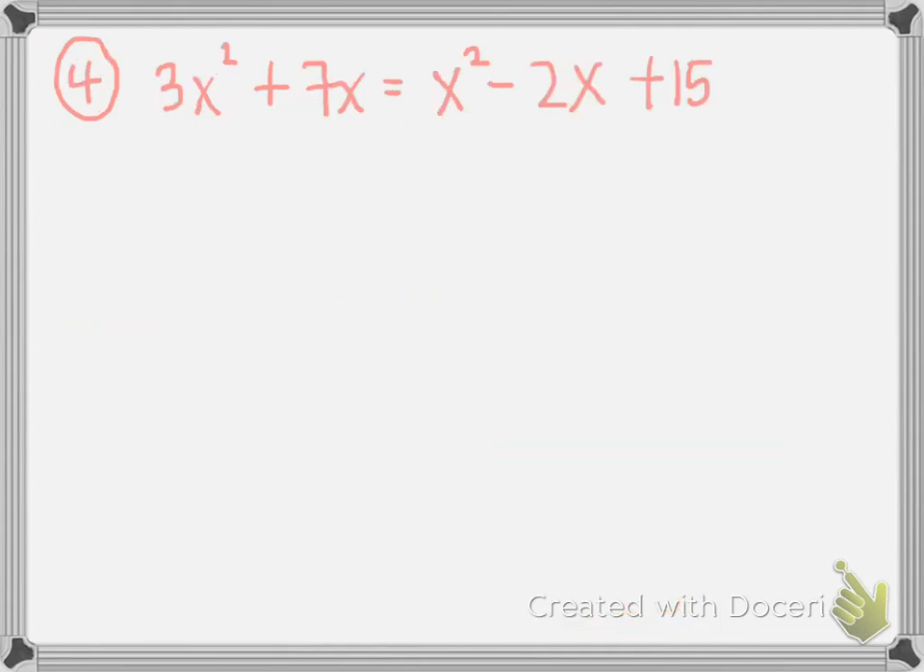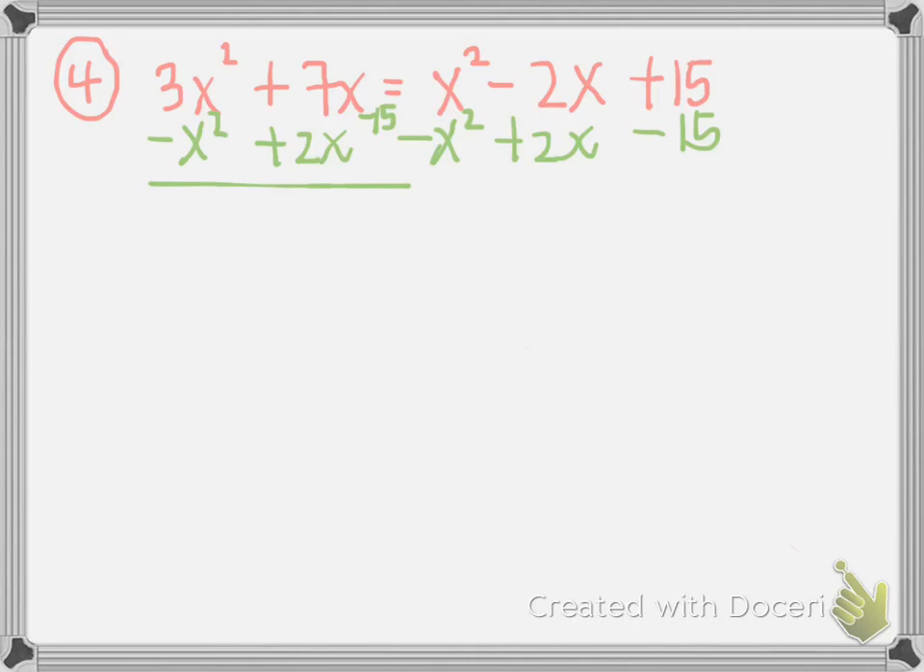All right, let's do one more here. So here, remember we want to get it in standard form, so we need to combine our like terms. So we're going to subtract our x squared, we're going to add the 2x, and then we're going to subtract the 15, and we can't combine it with anything over here. Okay, so 3x squared minus x squared, so that'll be 2x squared plus 9x minus 15 is equal to 0.